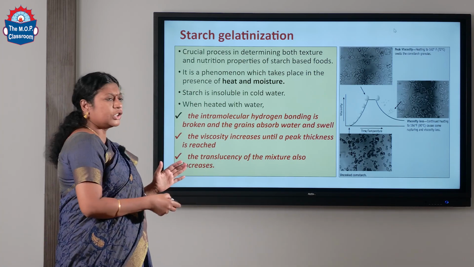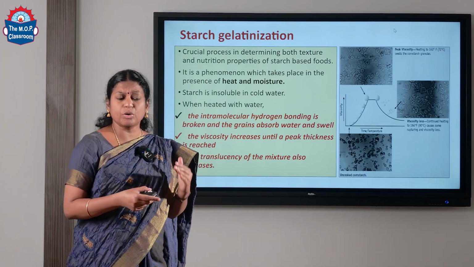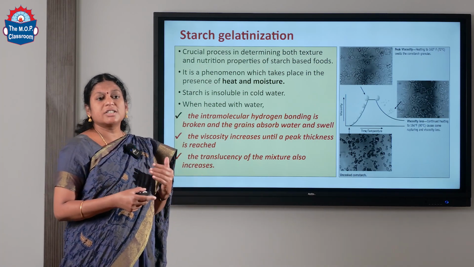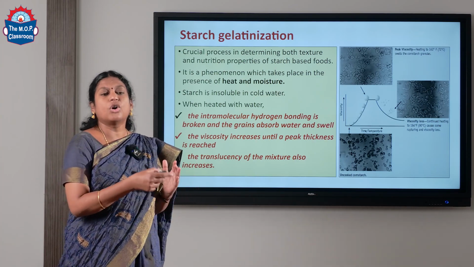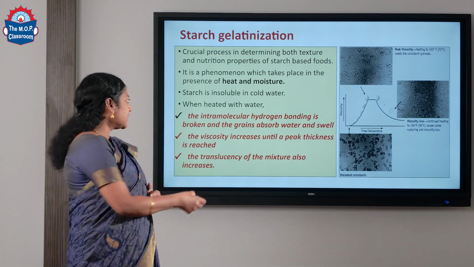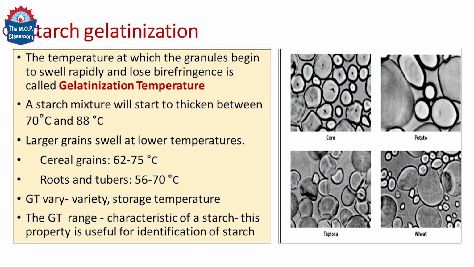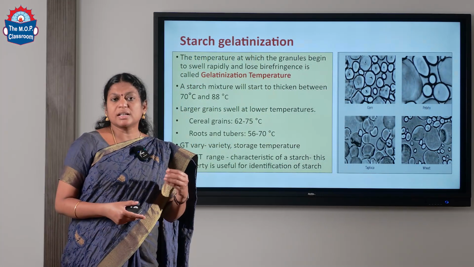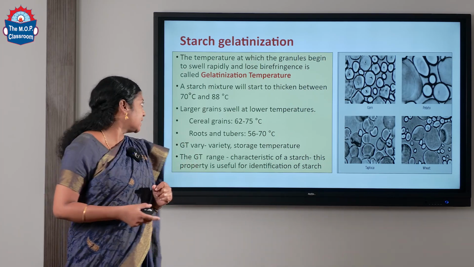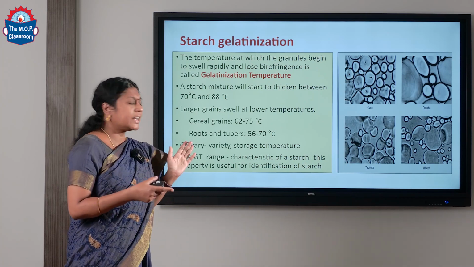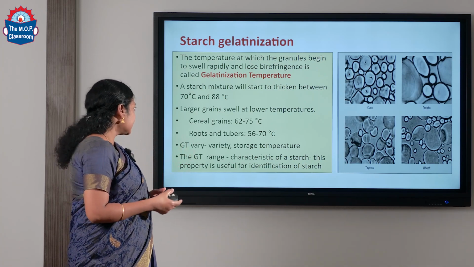So this overall phenomenon wherein the intermolecular hydrogen bonding is broken down, starch absorbs more moisture and the translucency of the mixture increases, all this put together is called gelatinization of starch. The temperature at which the starch granules begin to swell up and lose the birefringence, we call it the gelatinization temperature. Usually we say that when the starch loses around 98% of the birefringence, we take it as the gelatinization temperature. And usually the range is between 70 to 88 degrees centigrade.